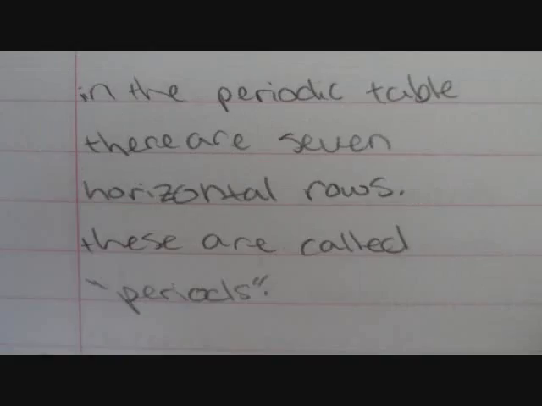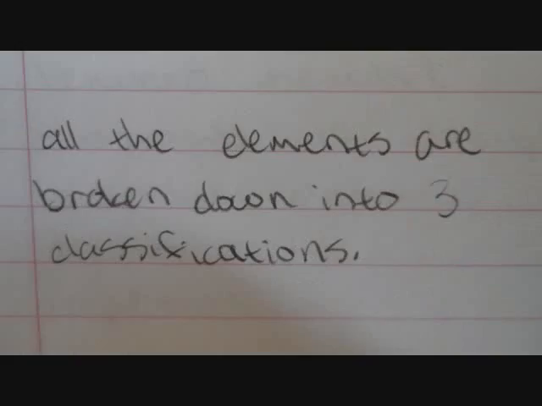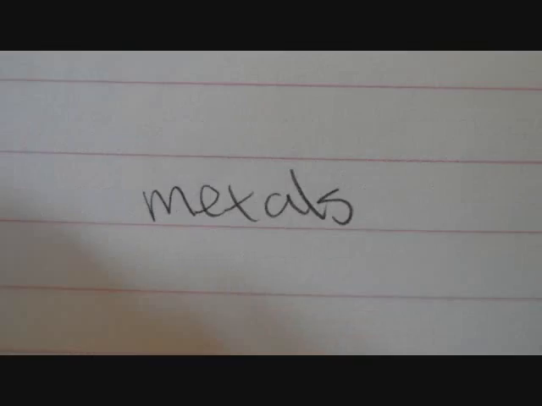In the periodic table, there are 7 horizontal rows. These are called periods. All of the vertical columns are groups. Like Mendeleev's table, the elements in a group all have similar properties. All the elements are broken down into 3 classifications: metals, nonmetals, and metalloids.